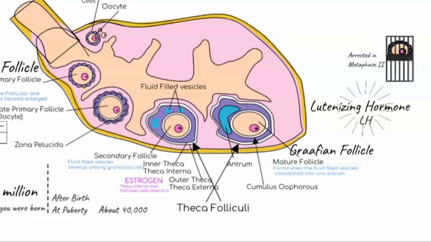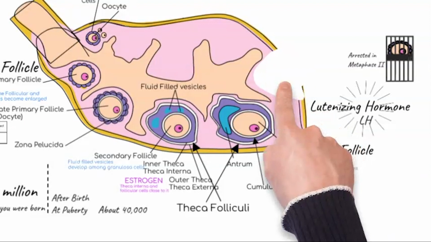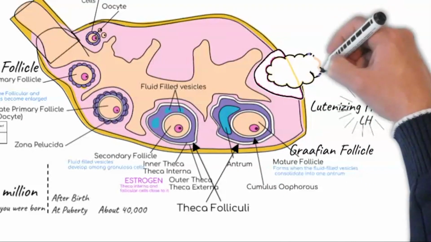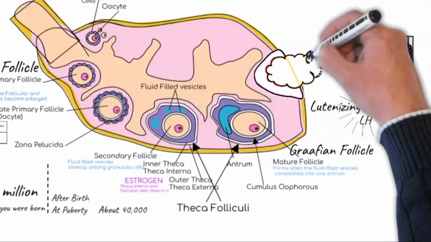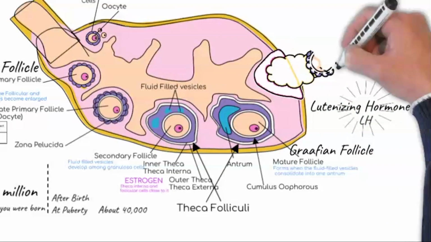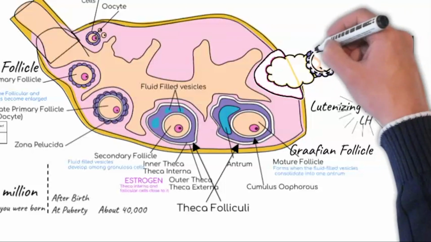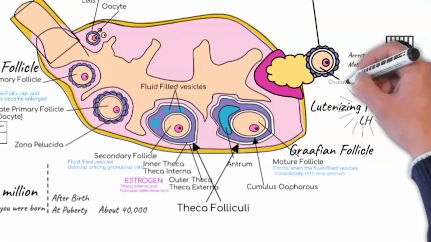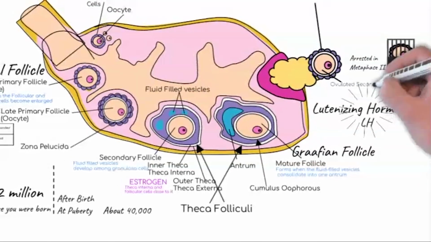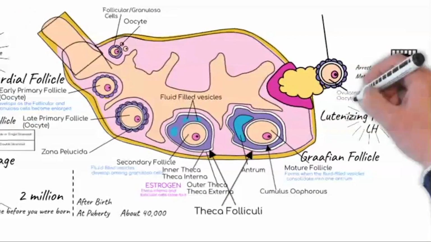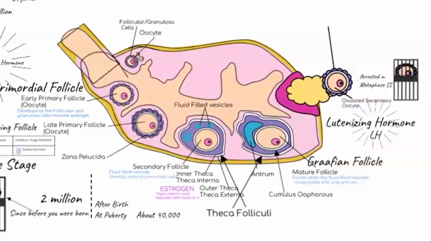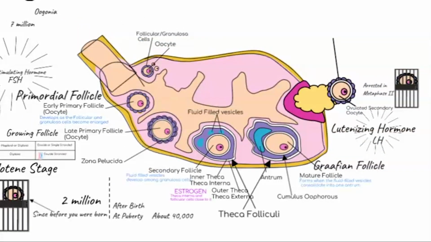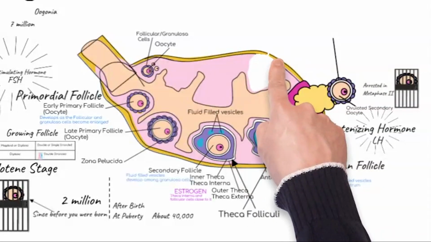Now this ovum, along with some surrounding Cumulus Oophorous cells, ovulate out of the ovary, and they're taken up by the fallopian tube. Ovulation is your ovary giving out your ovum, your egg. When it comes out of your ovary, it's intercepted by your fallopian tube. Your fallopian tubes are connected to your uterus.